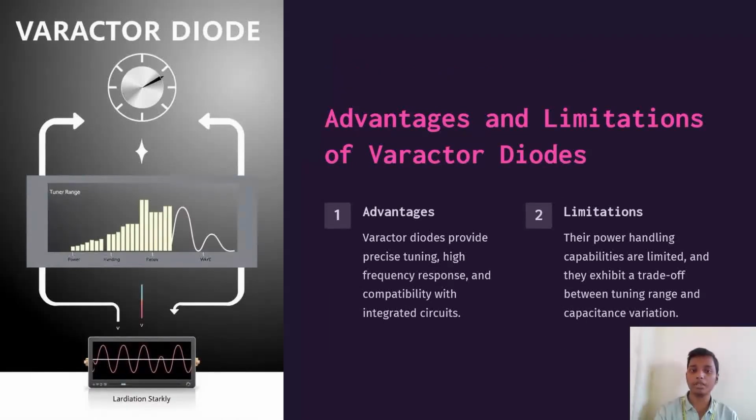Advantages and limitations of varactor diodes. Advantages. Varactor diodes provide precise tuning, high frequency resonance, and compatibility with integrated circuits. Limitations. Their power handling capabilities are limited and they exhibit a trade-off between tuning range and capacitance variation.